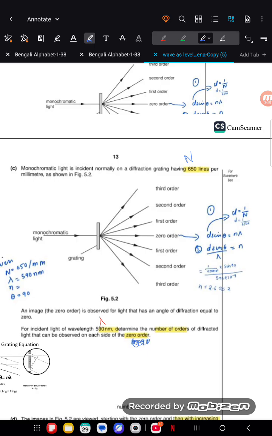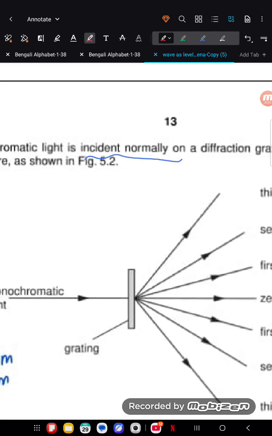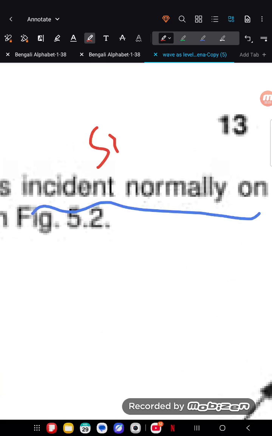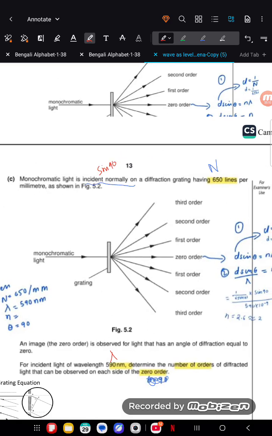Okay. And what else are they saying? Incident normally. Okay, here one more thing they are saying: incident normally. So when they say incident normally, sine theta is 90 degrees, right? So incident normally means sine theta is 90 degrees. Okay, the capital N is given.